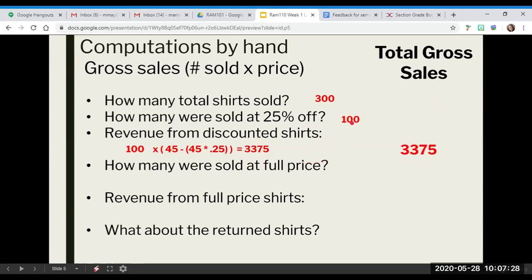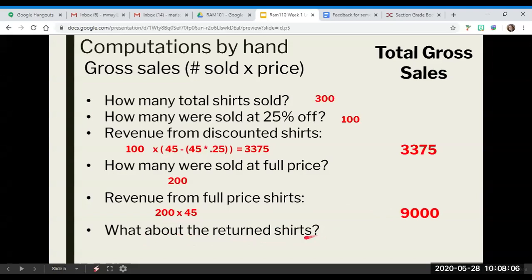Now, if 100 of them sold at a discount, then 200 of them sold at full price. And remember, full price on our prompt was $45 a piece. So let's multiply again to find out how much we make from the shirts that sell for full price. That's our 200 times 45. That'll give us our 9,000. So we've got 3,375, and we've got to add in our 9,000 that came from the shirts that sold full price.